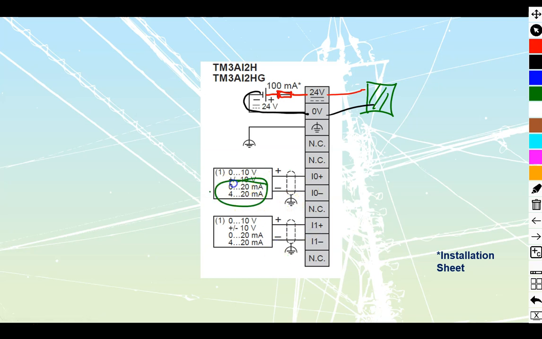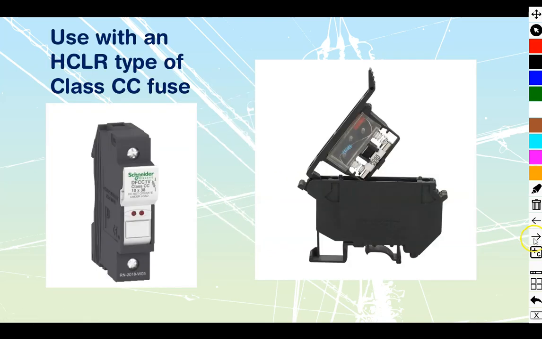For the rest, we just take a look at our 0 to 20 or 4 to 20. We're going to take the positive into the plus. So here's input 0 plus, and then the negative into the negative, input 0 negative. And here we have input 1 negative and input 1 plus as well. Pretty straightforward.